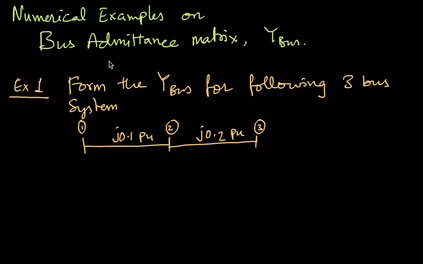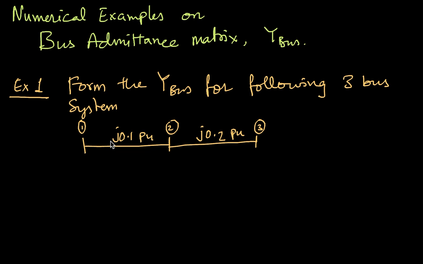You can already see one question on the screen: form Ybus for the following three bus system. A simple three bus system is given. This could be the basic, starting level, first level problem. Between bus 1 and 2 there is a line whose impedance is j0.1 per unit. There is no resistance given, only the reactance. So the resistance has been neglected.